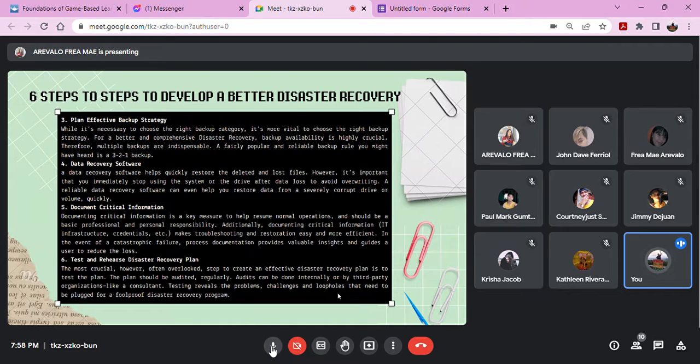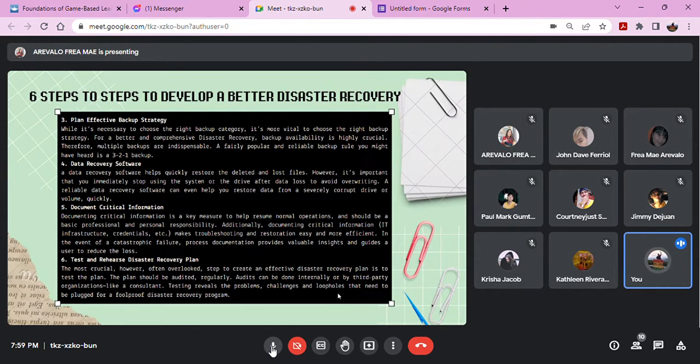Fourth, data recovery software. Data recovery software helps quickly restore deleted and lost files. However, it's important that you immediately stop using the system or the drive after data loss to avoid overwriting. A reliable data recovery software can help you restore data from a severely corrupt drive or volume quickly. Fifth, document critical information. Documenting critical information is a key measure to help resume normal operations and should be a basic professional and personal responsibility.